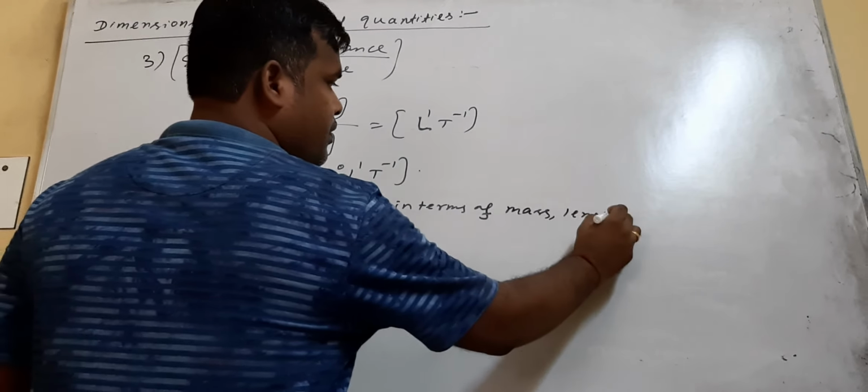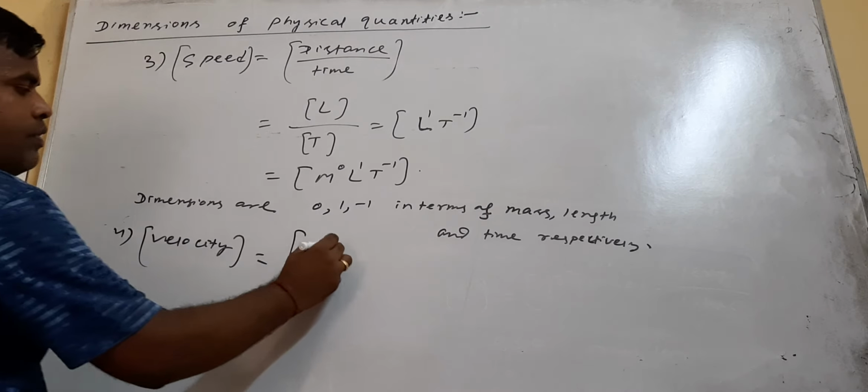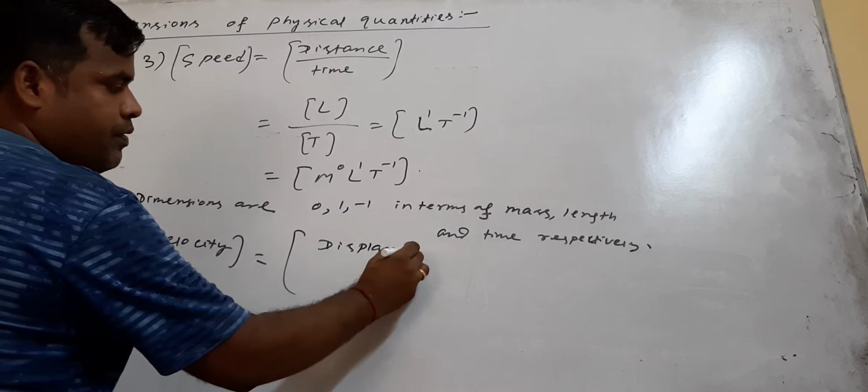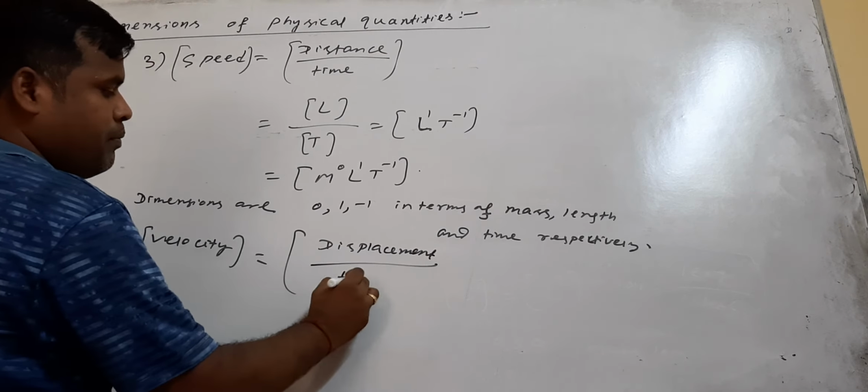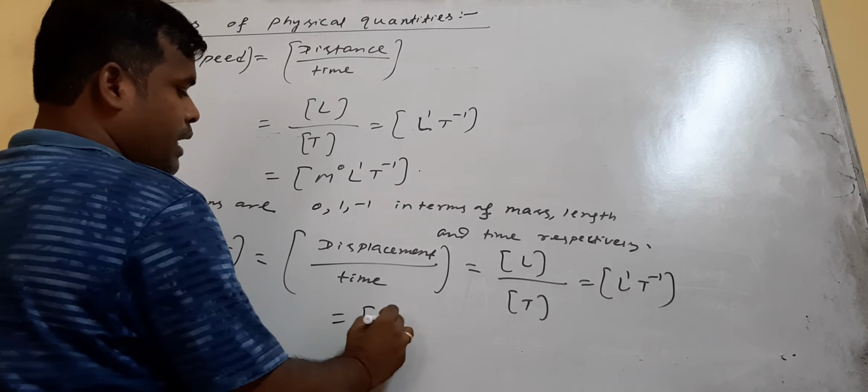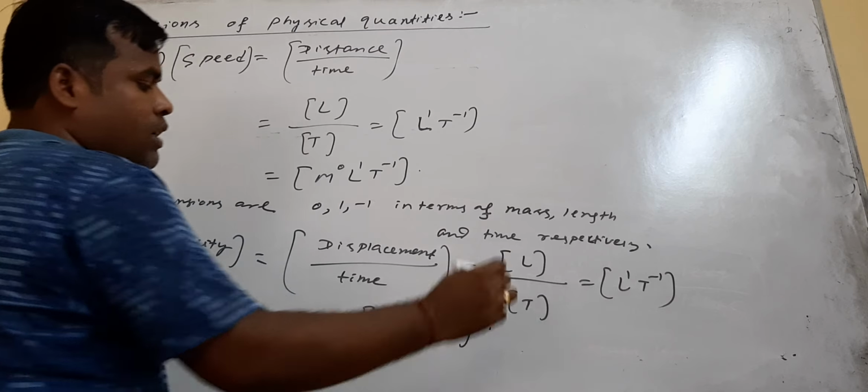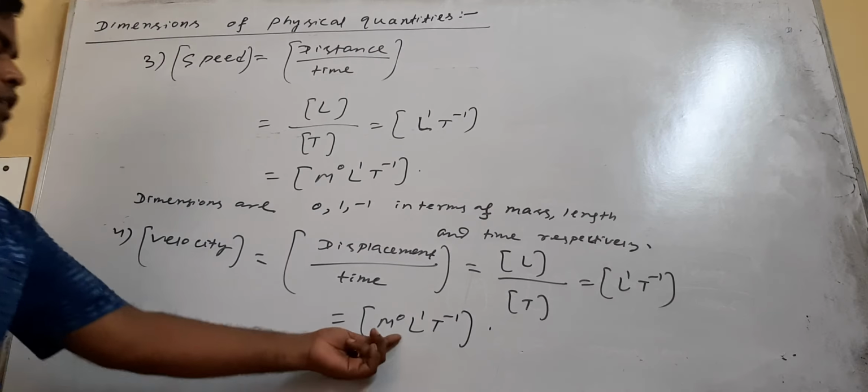Similarly, velocity, that is displacement by time. For displacement it is L, time T, that is L1 T minus 1, so it is M0 L1 T minus 1. It is the dimensional formula, and the dimensions are 0, 1, minus 1 in terms of mass, length and time respectively. Now come to acceleration.